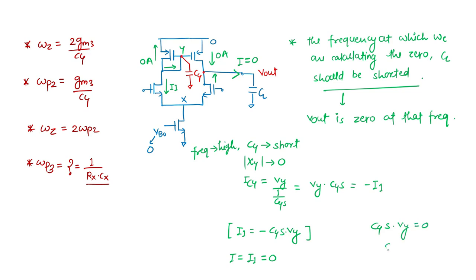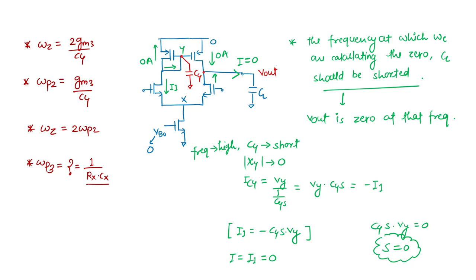So what exactly is happening? S equal to 0. So this zero is coming at the origin. So is this a correct way to analyze this thing? Or simply we can say the effect of this capacitance Cy is not visible at that high frequency.